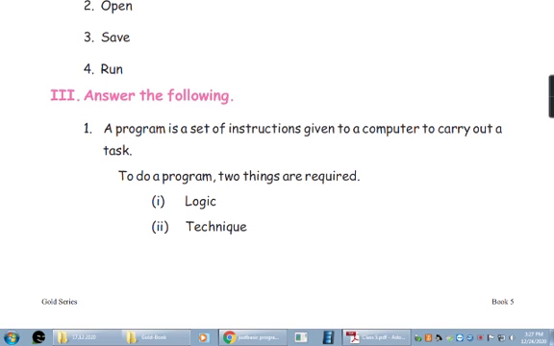Page number 93, answer the following. First question, what is a program? Write a few lines on the basic concept of programming. The answer is given in page number 79 and 80. A program is a set of instructions given to a computer to carry out a task. To do a program, two things are required, logic and technique. These two lines are given on the next page, so mark it.